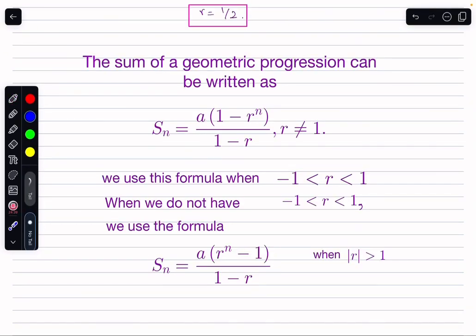The sum of a geometric progression can be written as Sn equals a times 1 minus r to the power n divided by 1 minus r, where we know very well that a is the first term, r is the common ratio, and n is the number of terms. And here r should not be equal to 1, because in that case 1 minus 1 becomes 0, and any number divided by 0 is undefined. So r should not be equal to 1. Now we use this formula when r is between -1 and 1, that is, -1 is less than r, which is less than 1.